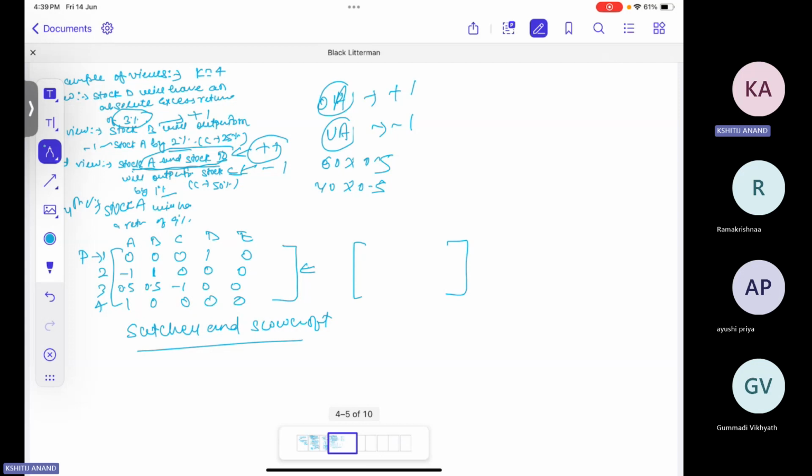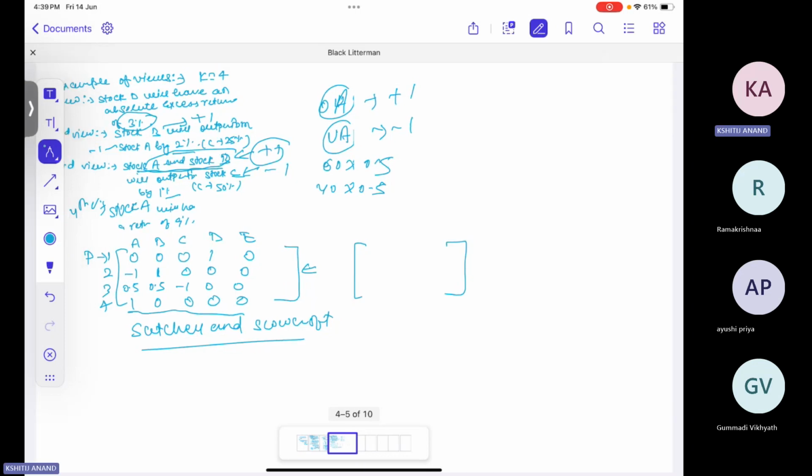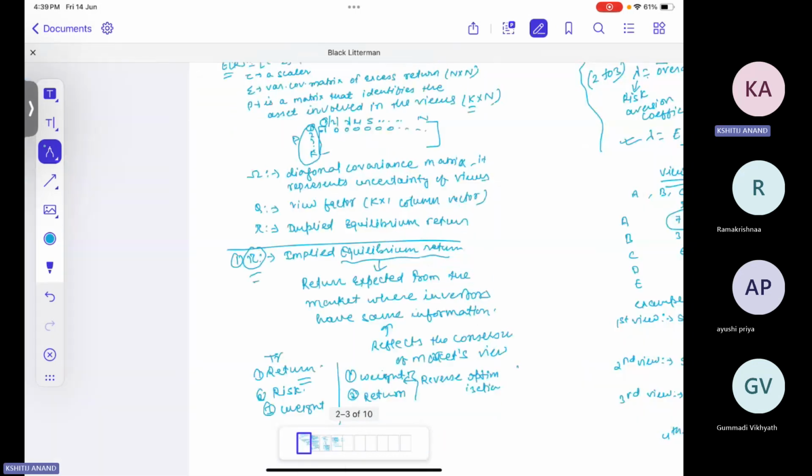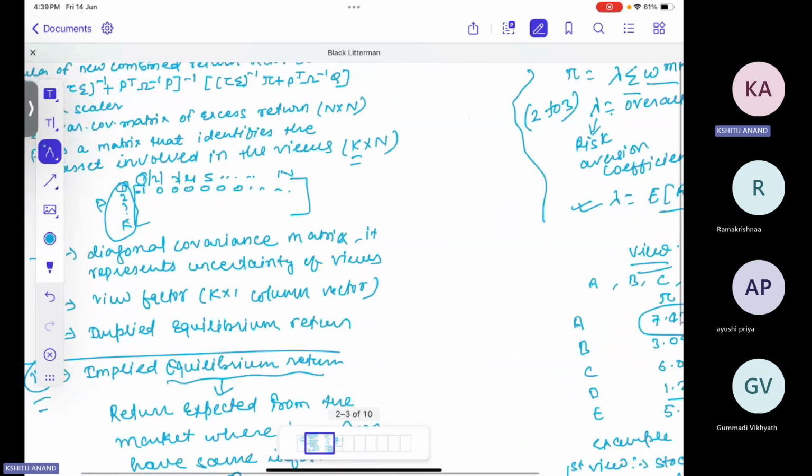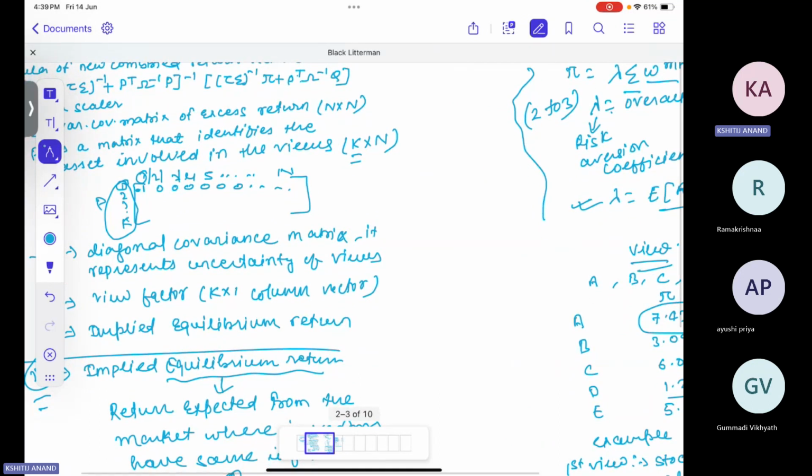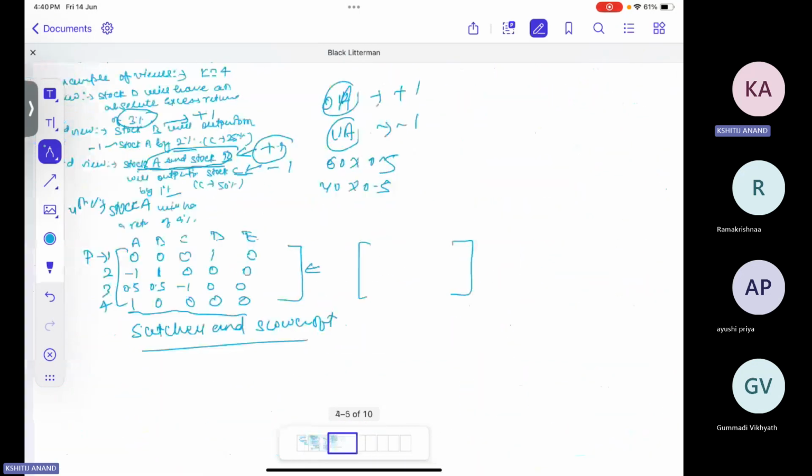So here the row won't sum up to 0. So this is the P matrix. Got it? So we have got the P matrix. This is the input, right? You can see we have the P matrix over here. So now we know what is pi, we know what is P. Now let us see what is Q.